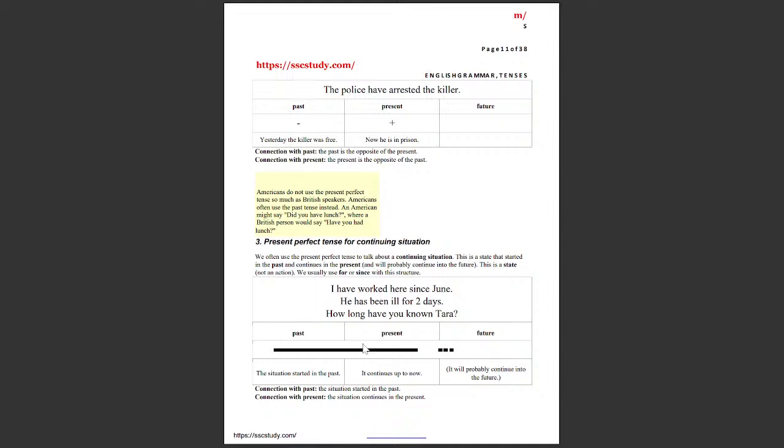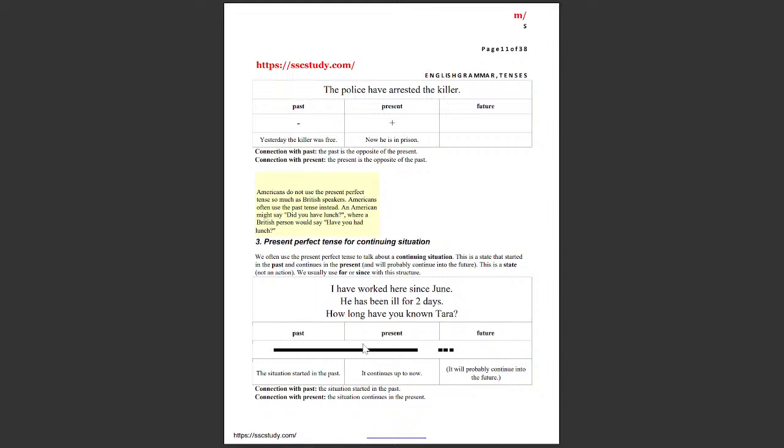Americans do not use the present perfect tense as much as British speakers. Americans often use the past tense instead. An American might say, "Did you have lunch?" where a British person would say, "Have you had lunch?" So this is how American English and British English speakers differ.